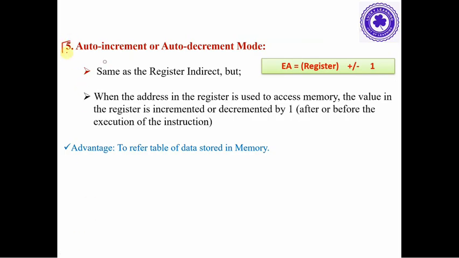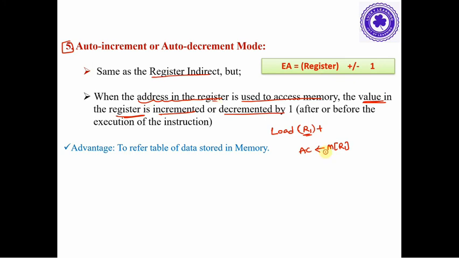Fifth one, auto increment or auto decrement mode. This is the same as register indirect, but when the address in the register is used to access the memory, the value in the register is incremented or decremented by 1. Let us say load R1 plus. We use this kind of notation for register indirect mode plus. So what happens? The value at the address location that is there in register 1, that is M of R1, is loaded into the accumulator, right?